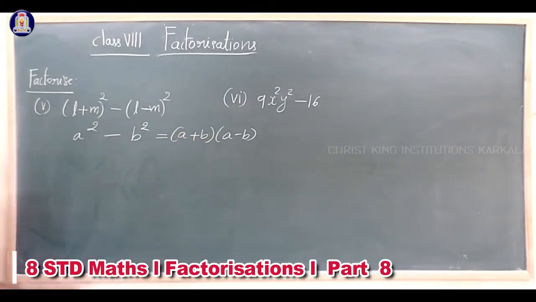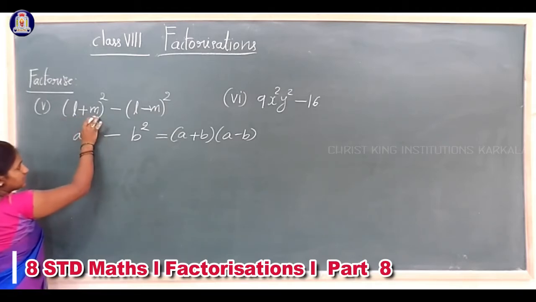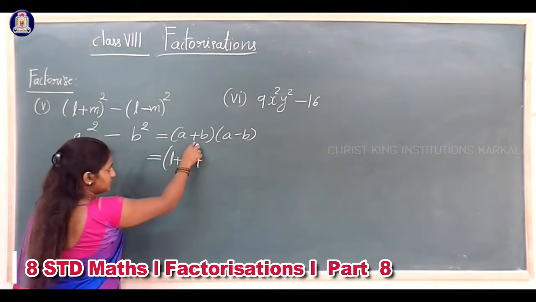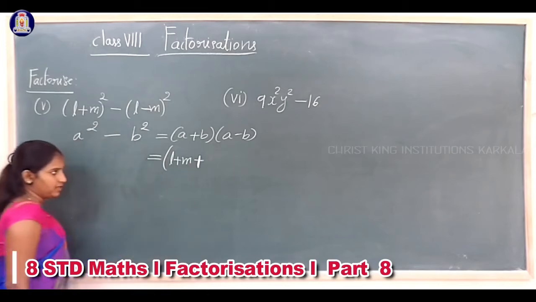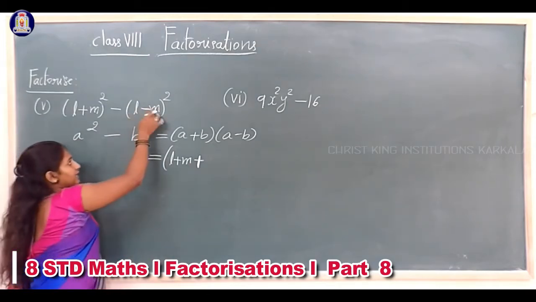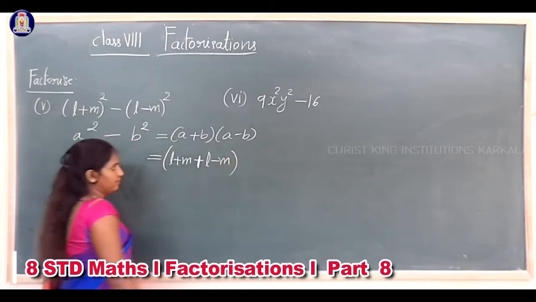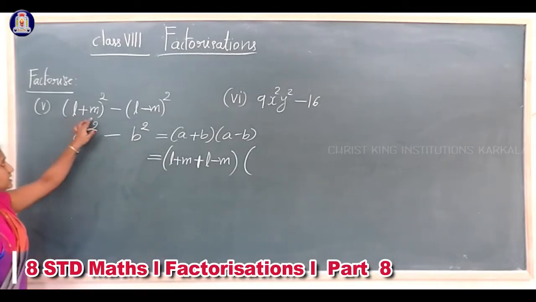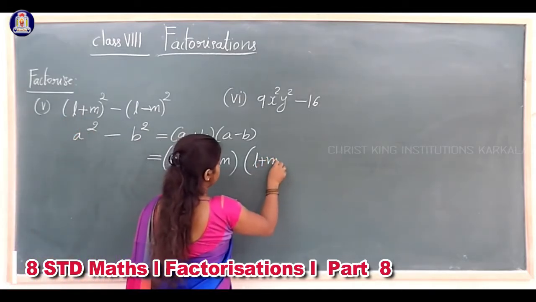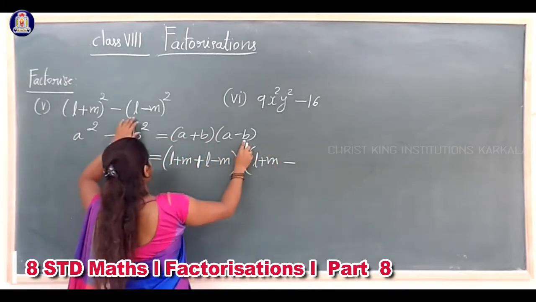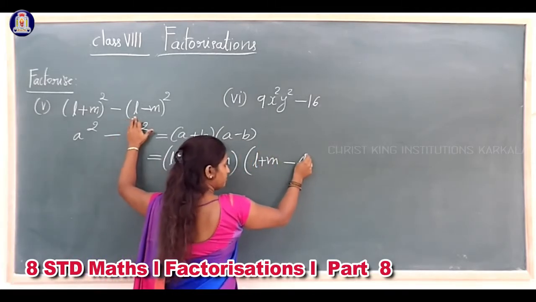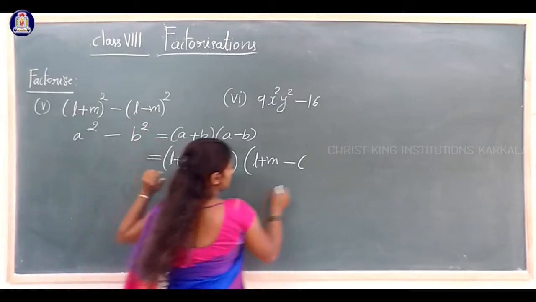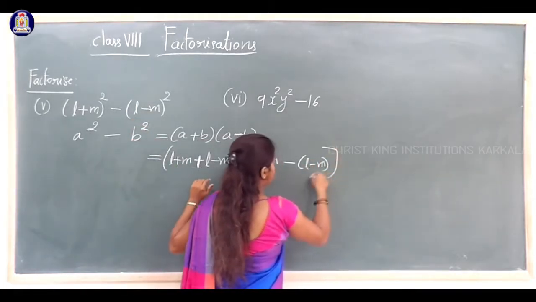Now here, what is a? a is L + m. So in place of a, write L + m, then plus, which is in the formula. What is b? b is L − m. Similarly, again a minus b. a is L + m, minus b, which is L − m. Write it inside the bracket because here the sign is a minus, so you have to write L − m inside the bracket.